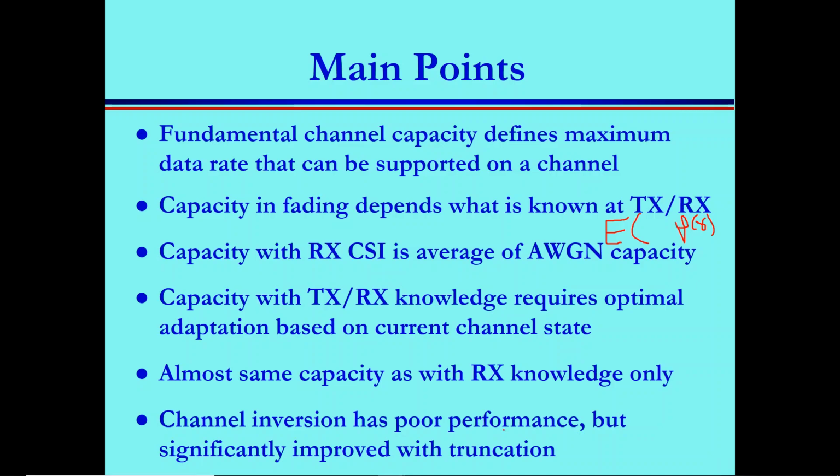Channel inversion has poor performance but significantly improves with truncation. If you don't consider truncation, you will get very bad performance, but with optimal adaptive selection of the truncation point, you can get very good performance.